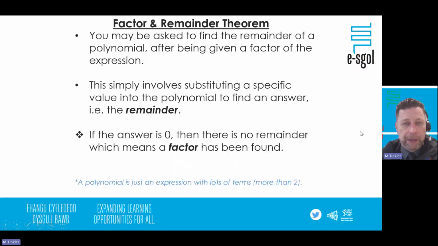Okay, so that's a little recap there, and you will see some more questions on here. And the reason why I did that as session 6 was really for leading into this session 7 one. Factor and remainder theorem.